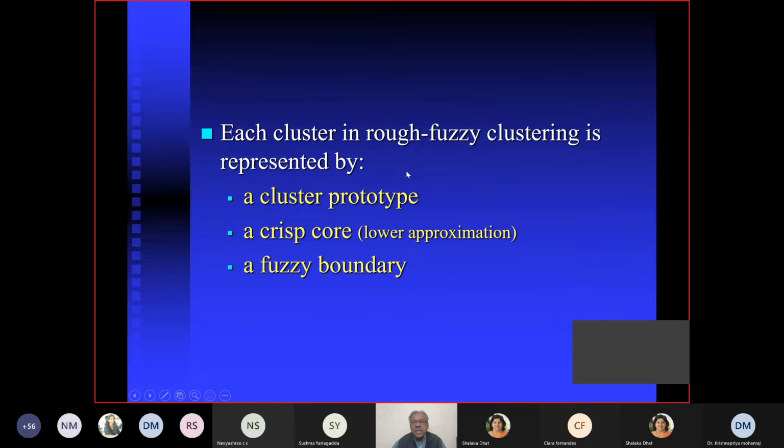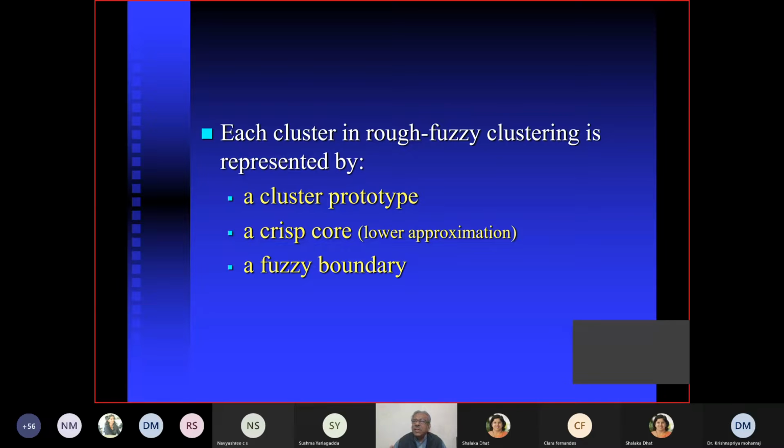So each cluster in rough fuzzy is characterized by a triplet: a cluster prototype, a crisp core, that is the lower approximation, and a fuzzy boundary. Very interesting. If you go for the fuzzy C-means algorithm, you get a cluster prototype and a fuzzy boundary, if there is no crisp core. If you have a hard C-means algorithm, you get only a cluster prototype and a hard boundary.